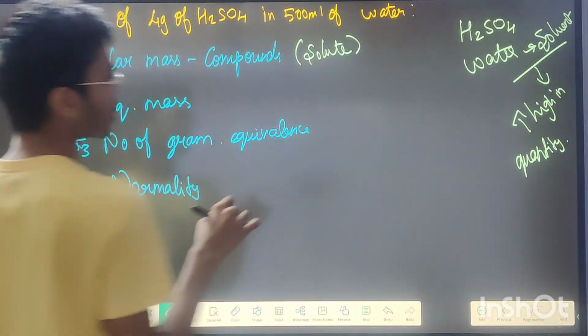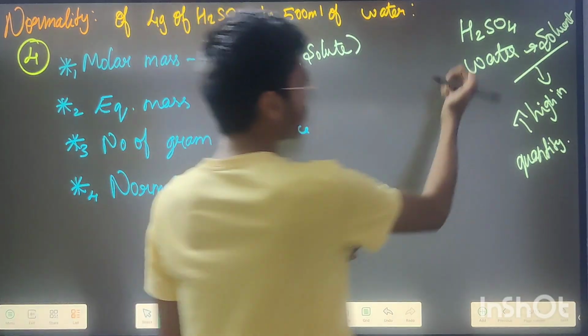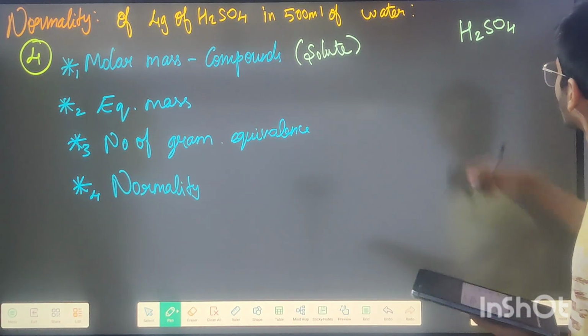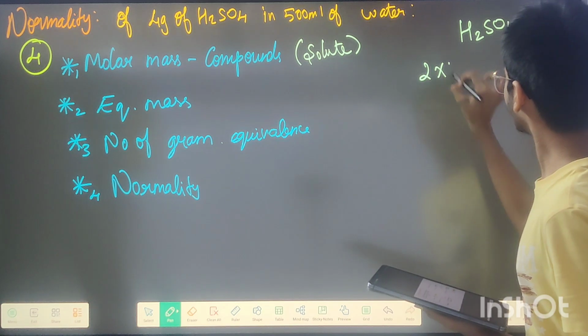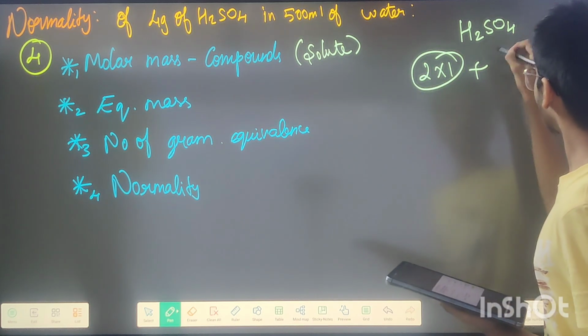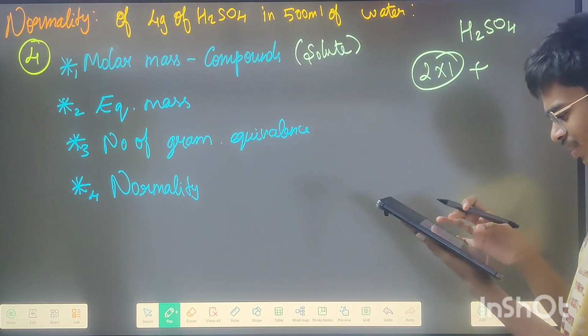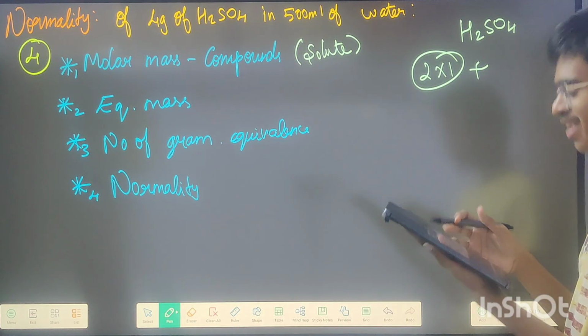Okay, so H2SO4's molar mass, how will you calculate? Very simple. 2 into 1 for hydrogen plus for sulfur. It is what? It is 35. Not 35. Wait. Oh god, I forgot sulfur.